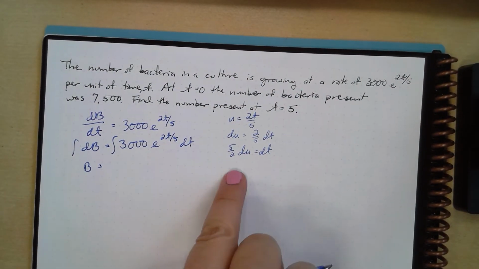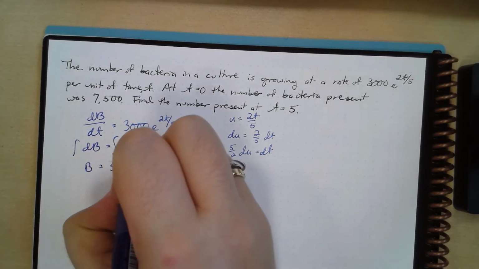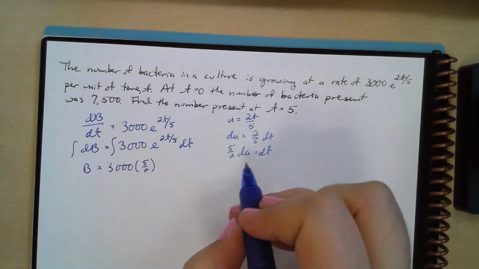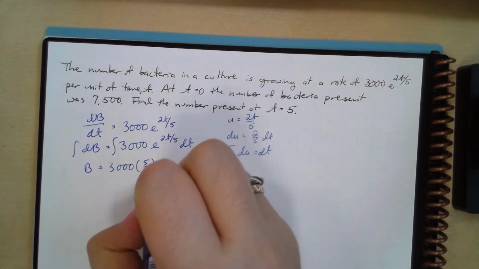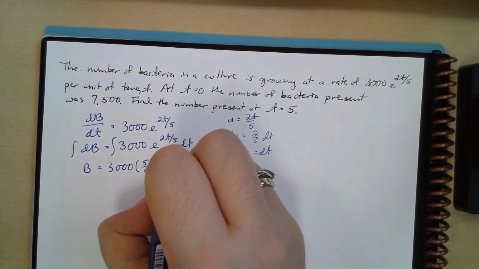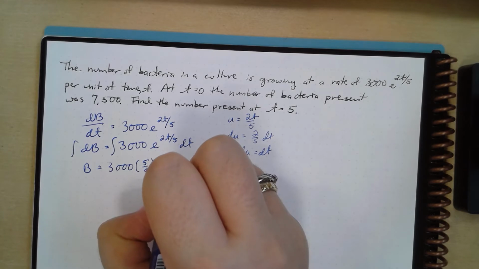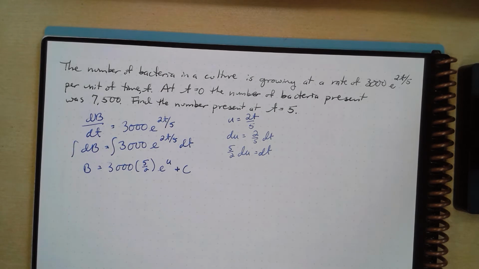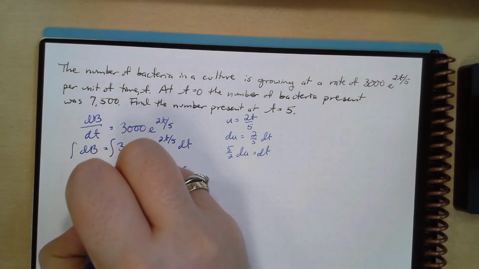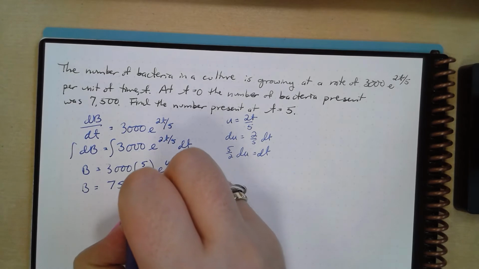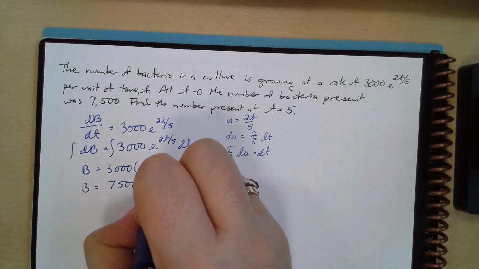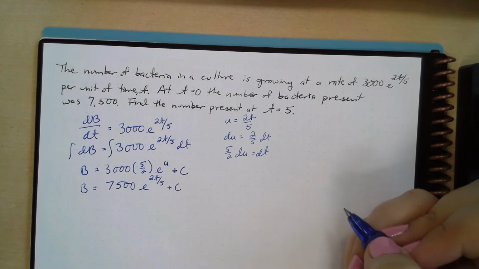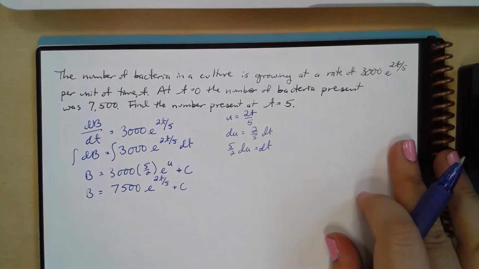So we're going to end up having 3,000 times 5 halves times the integral of e to the u, which is just going to be e to the u plus c. 3,000 times 5 halves is equal to 7,500. So B is equal to 7,500 e to the, and I'm going to substitute back in, 2t over 5 plus c.